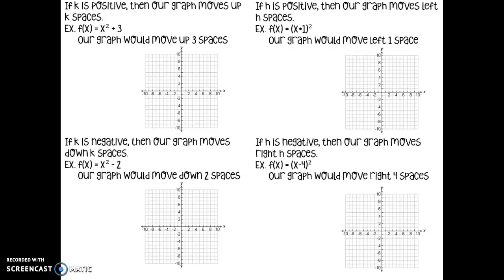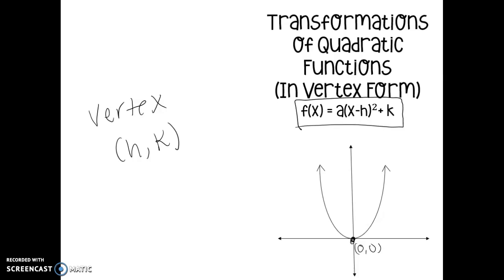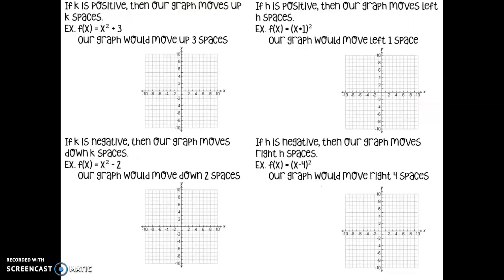If k is positive, so we're looking at our value at the end here, our graph will move up. So if I have x squared plus 3, my graph normally is at (0, 0), but it moves up 3 spaces. On the other hand, if k is negative, such as x squared minus 2, our graph would move down. So again, not the origin, but down 2 spaces.